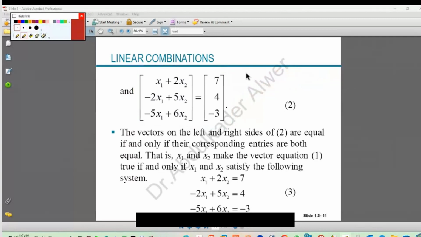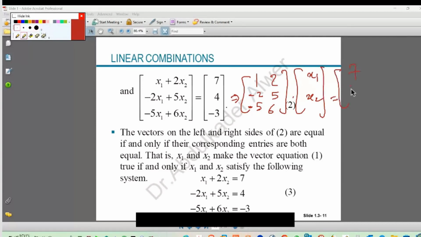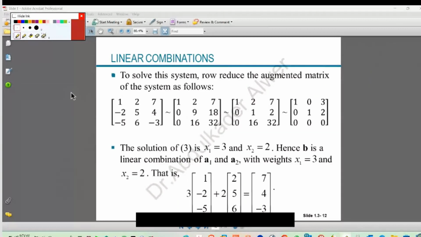Or if I want to refine, I will write like this: [1, 2; -2, 5; -5, 6] multiplied by [x1, x2] equals [7, 4, -3]. And this is also the equation form. So now in our lecture today, we talked about equation form, vector form, matrix form, and how we can jump from one to the others. Okay.